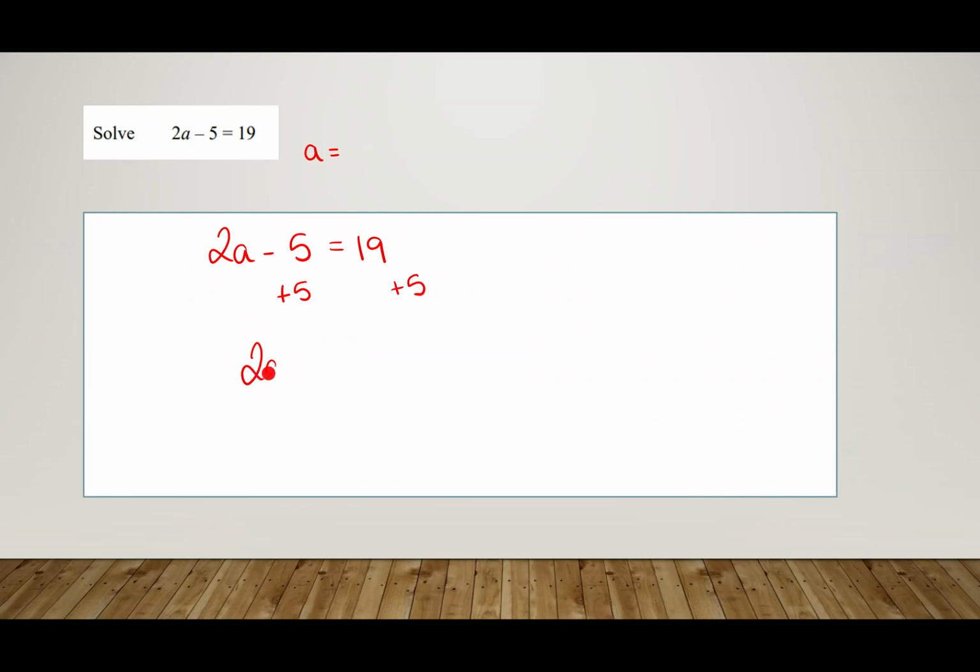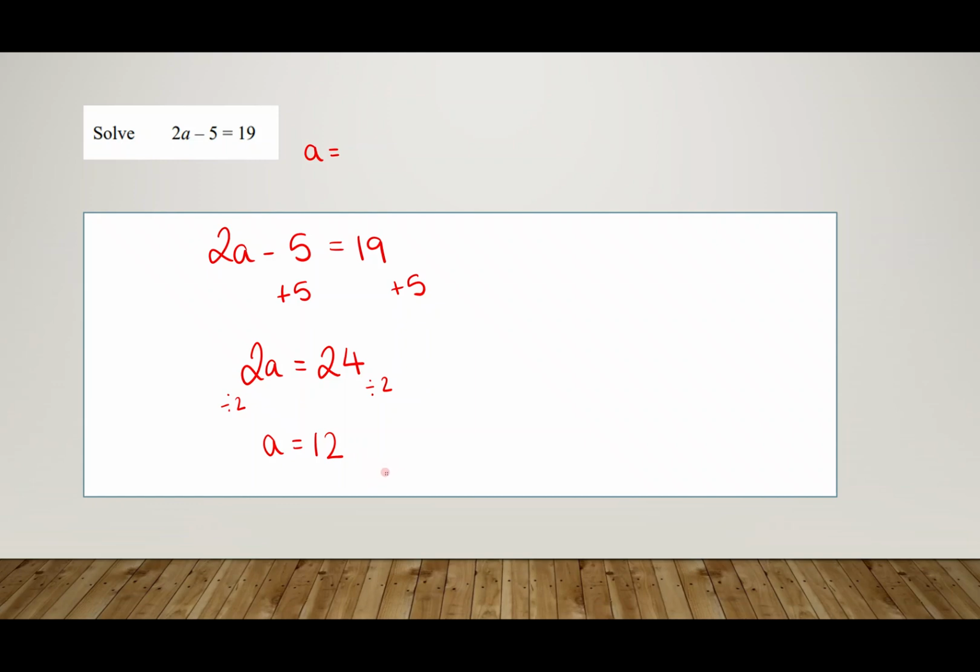So on the left-hand side, this is just going to leave me 2a. On the right-hand side, I've got 19 add 5 is 24. So I've now got 2 lots of a is equal to 24. So to get a on its own, I need to divide by 2. So I'm going to divide both sides by 2 to give a equals on the left-hand side, and 24 divided by 2 is 12. So a equals 12.